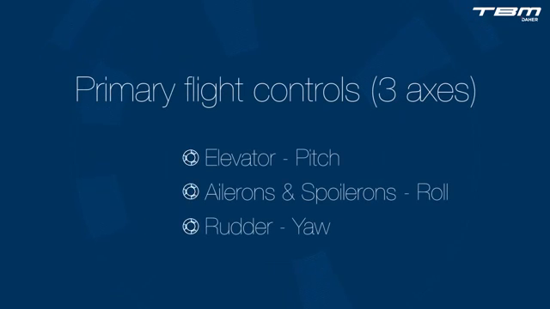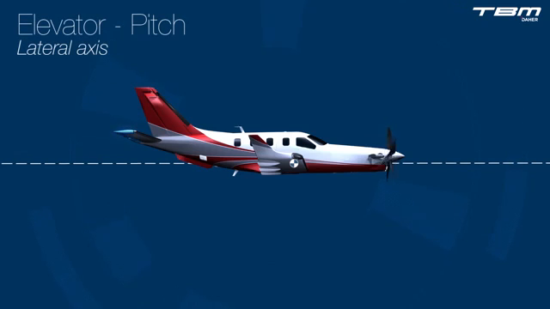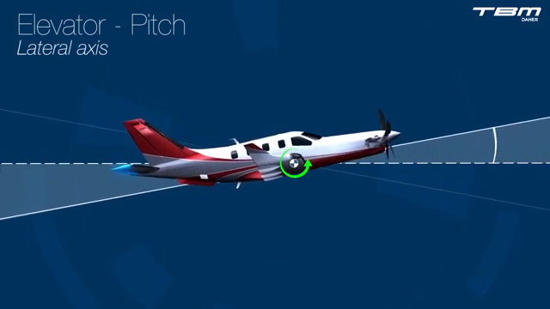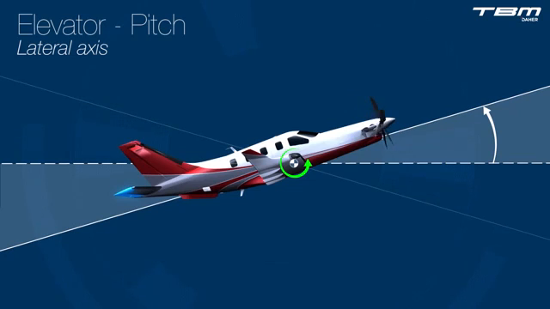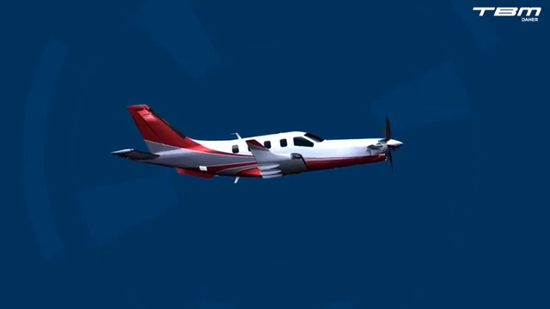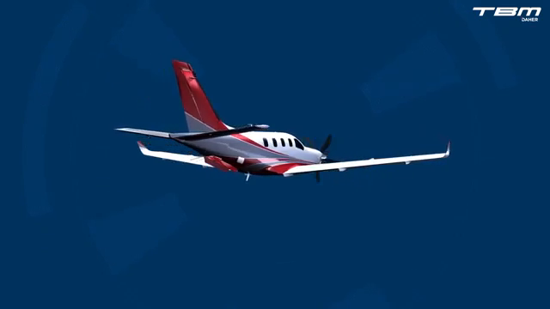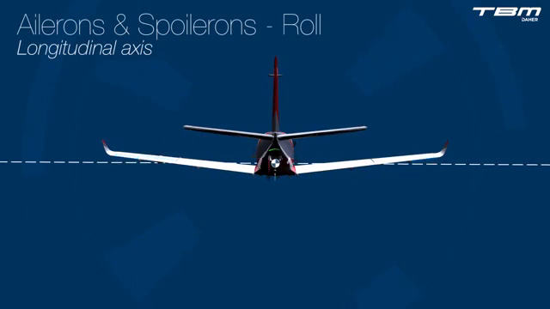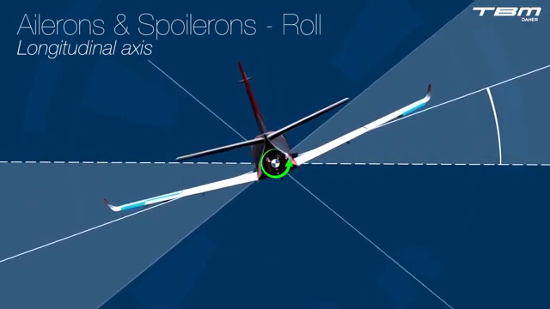In flight, manipulation of the airplane's orientation about all three axes is performed via the primary flight controls, which only include the elevator, ailerons and spoilerons, and rudder. The elevator pitches the airplane's nose up and down about the lateral axis. The TBM's ailerons roll the TBM about the longitudinal axes.